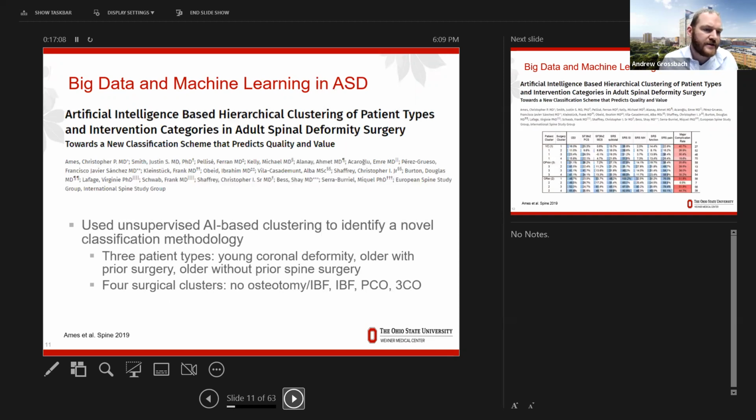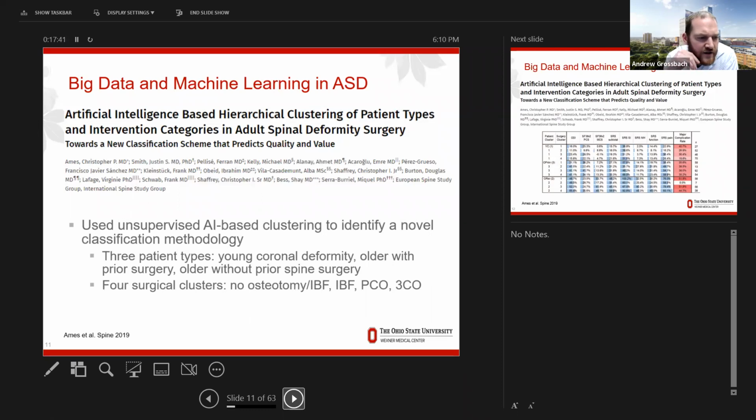So looking at adult spinal deformity, a lot of this stuff is looking at low-grade spondylolisthesis or just stenosis, and extrapolating that out to adult deformity surgery, which is very heterogeneous, gets to be very problematic. So there's less in this space currently. I think one good paper out of the ISSG, the European Spine Study Group, in 2019, they looked at unsupervised AI-based clustering to identify a novel classification method.